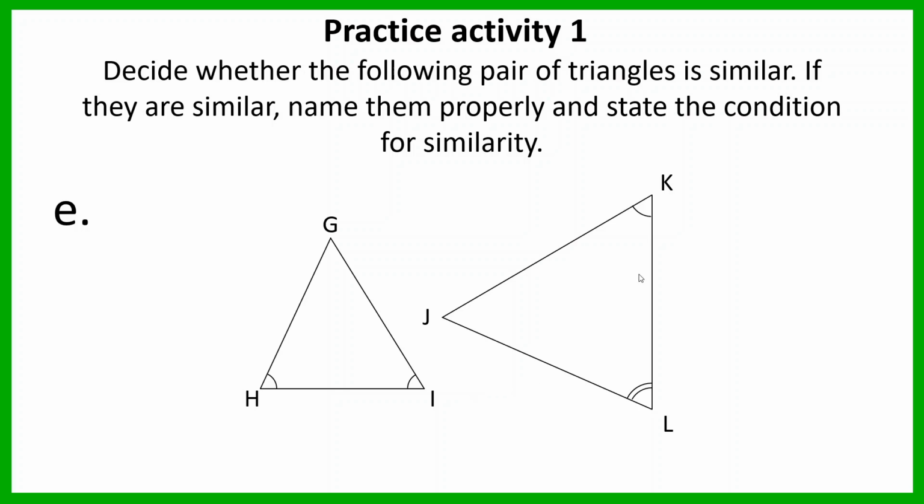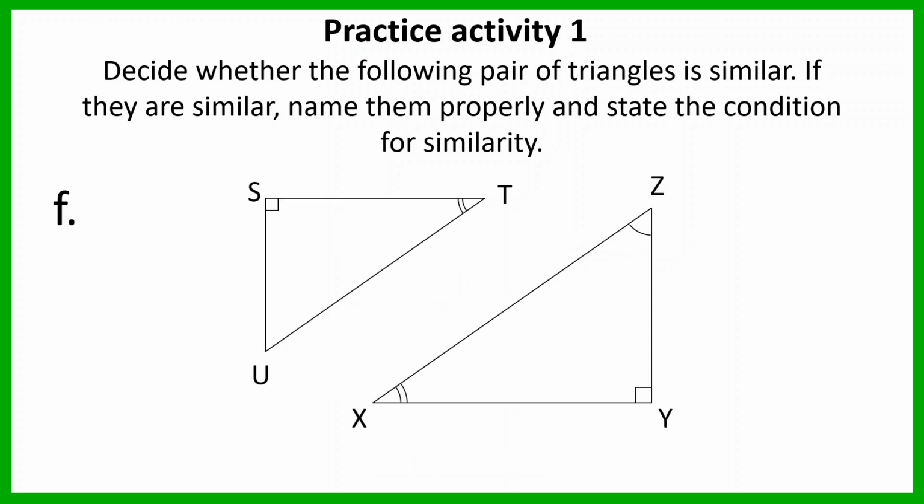Now there is a possibility that this angle could be the same as that, and this angle could be the same as that, but we don't know. Because we don't have enough information, we cannot say that they are similar. So as far as we know, they are not similar. And then the last one for this activity, I'm going to give you 30 seconds for this one as well.